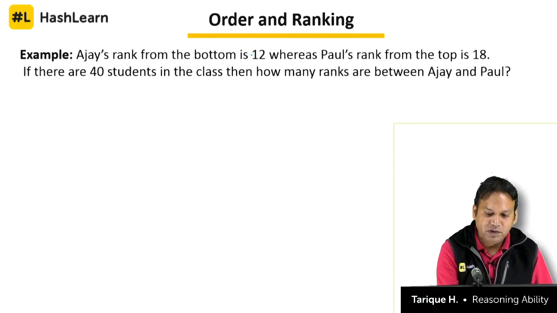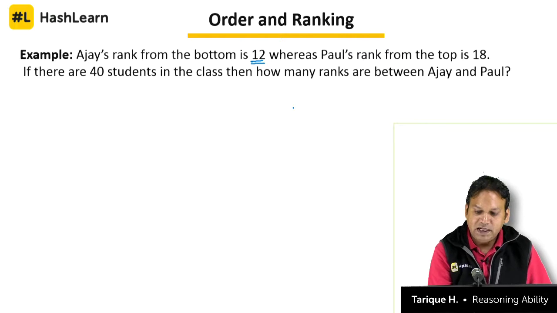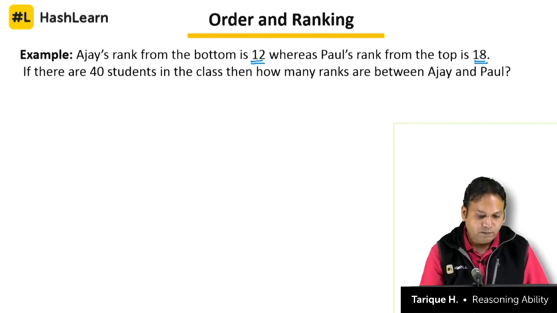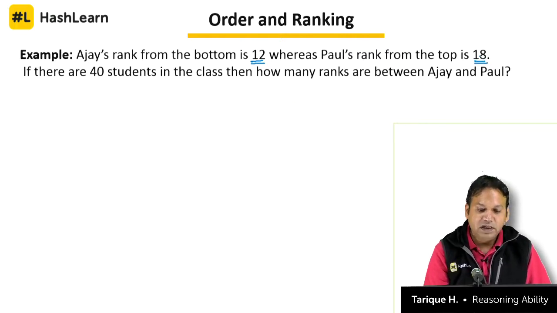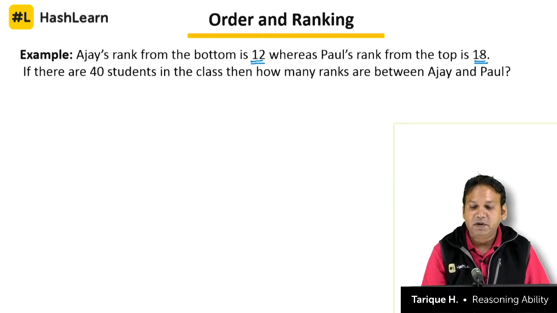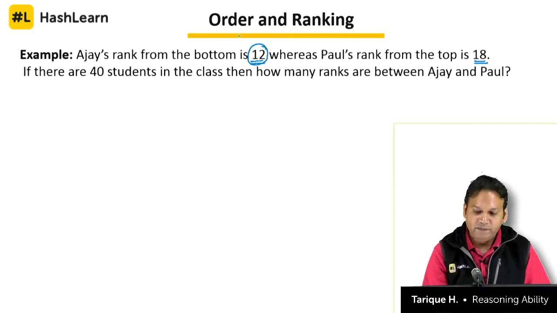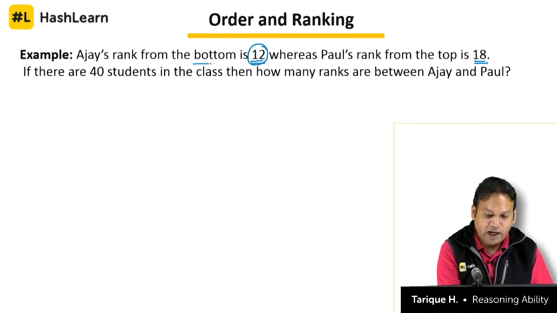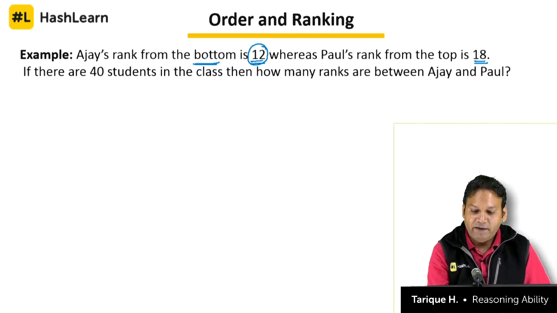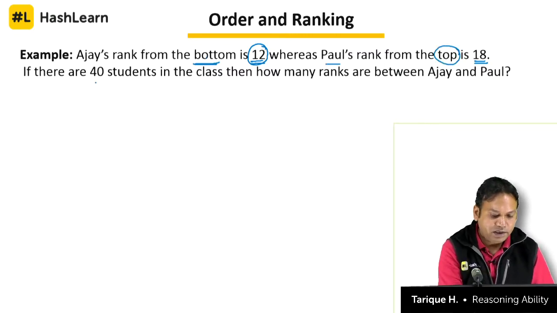Alright, next look at this question here. Ajay's rank from the bottom is 12, whereas Paul's rank from the top is 18. If there are 40 students in the class, then how many ranks are there between Ajay and Paul? Now you see here, very simple. We know the rank of one person from the bottom, that is 12, and the rank of another person from the top, and the number of students is equal to 40.